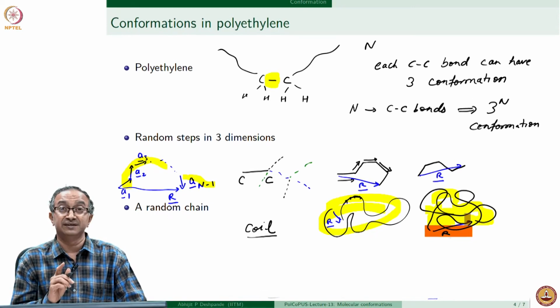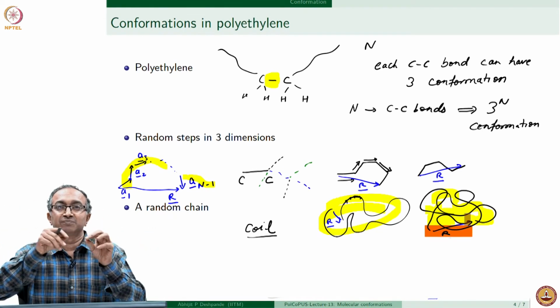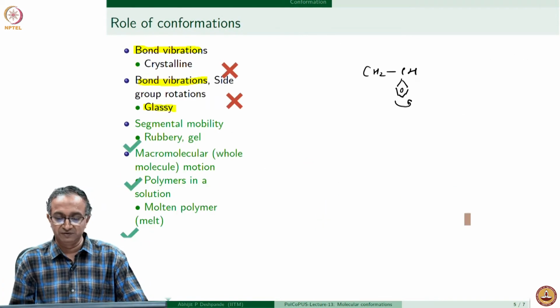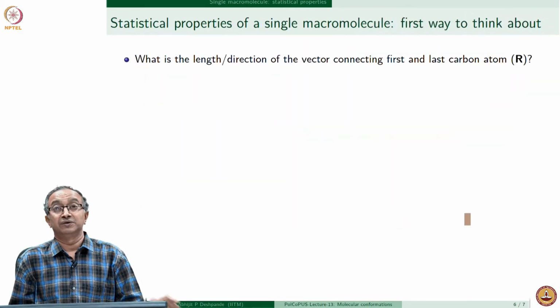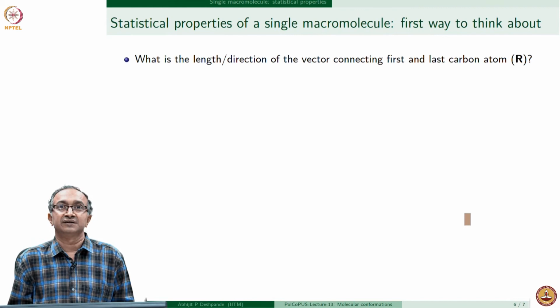Of course, you can think what happens for a rod-like molecule, in which case these conformational changes are not permitted and the polymer is generally in an extended state. So think about it. We will come back to this later on during the course also. So this idea of conformational change, and therefore a single macromolecule being a statistical object, we can now start talking about quantitatively.